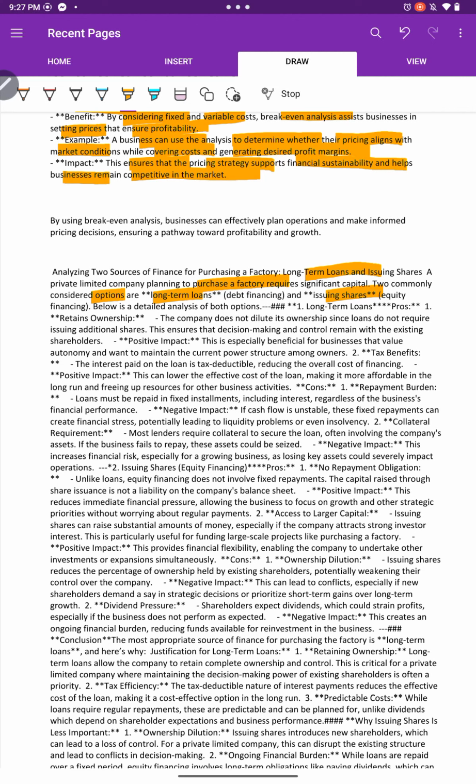So, the benefit of using long term loans is that we can retain the ownership. The company does not dilute its ownership since loans do not require issuing additional shares, and this ensures that decision making and control remain with the existing shareholders. This is especially beneficial for businesses that value autonomy and want to maintain the current power structure among the owners.